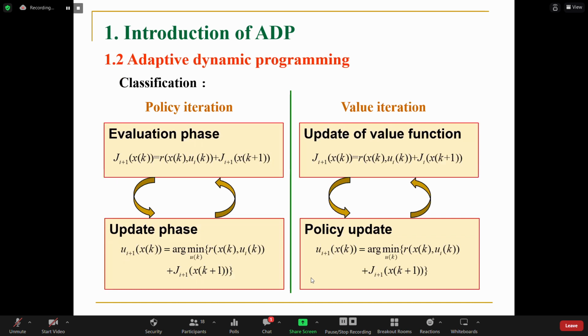Based on the iteration mode, we can divide the ADP method into two classes. They are first the policy iteration, then the value iteration.